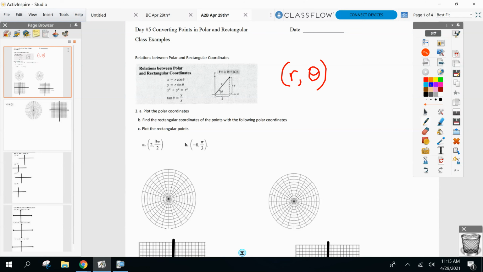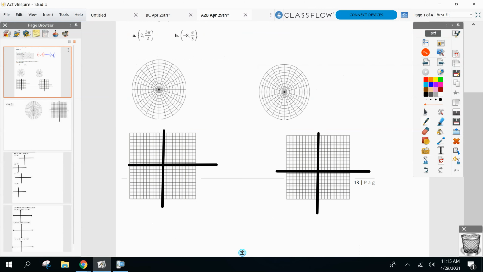Today, here's what I'm going to do with you. We're going to take these polar coordinates, transform them into old school XY coordinates, and then, as you can see on your papers, graph them on the rectangular grid, our old graph, XY axis. So that's our goal.